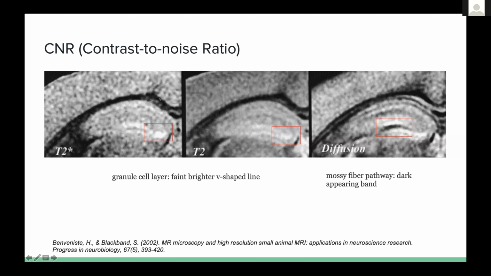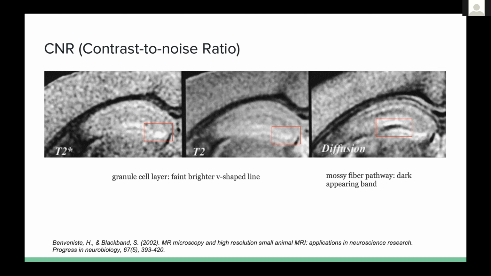So as you can see in the first two images, this is T2 star and T2. You can see a very faint, brighter phase-shaped line here. This is the granule cell layer, which you cannot see in the diffusion image. But in the diffusion image, you can see a dark appearing band here, but you cannot see it in T2 or T2 star. And it's a multi-fiber pathway. So apparently, because they have different contrasts, we can see different organs in them.